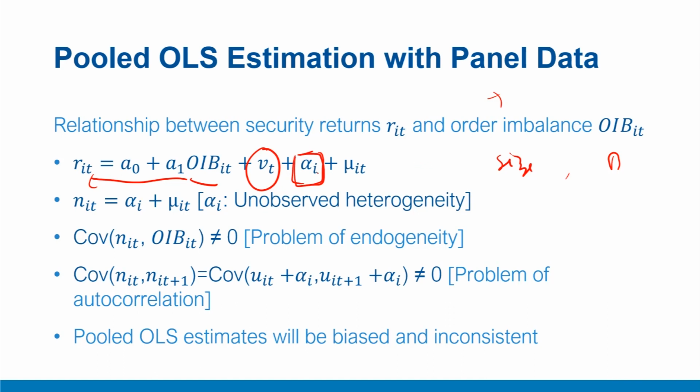This term, because it is not being explicitly modeled through any variable, will get mixed with this error mu it, and therefore the resulting error, let's call it eta it, is the summation of alpha i and mu it. So this unobserved heterogeneity gets mixed up with the error term, which was supposed to be a purely random term mu it, which varies with i as well as t, so the subscript it, purely randomly.